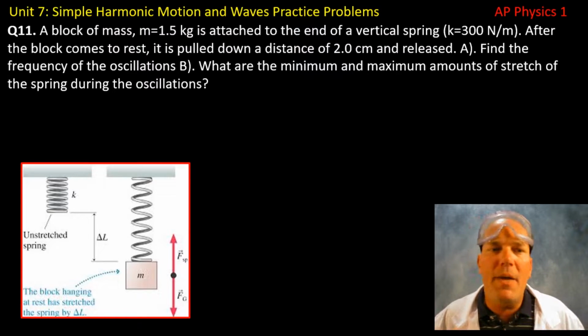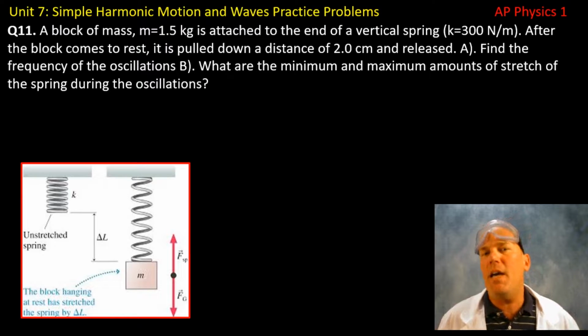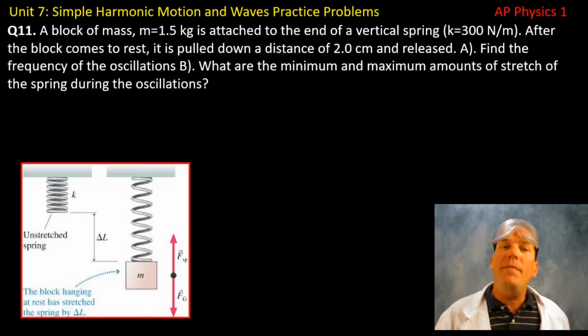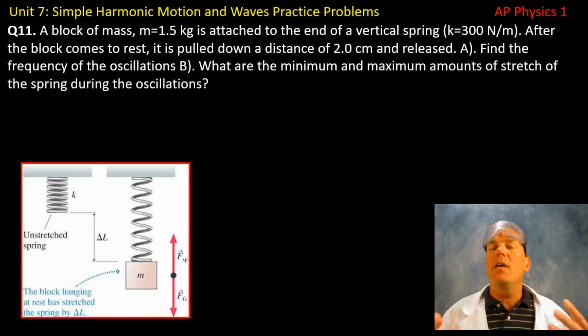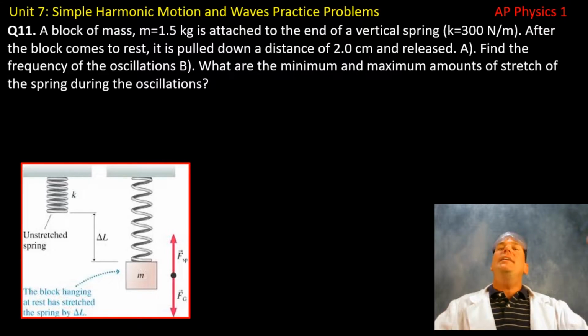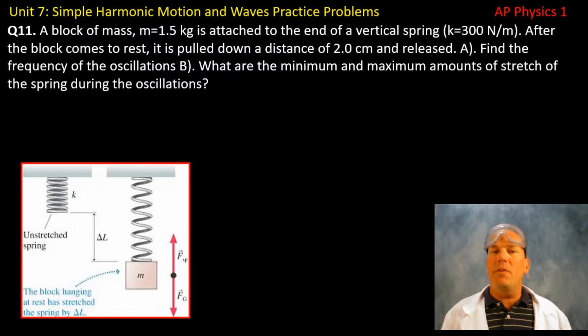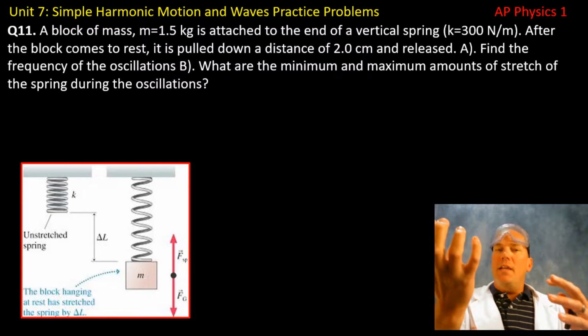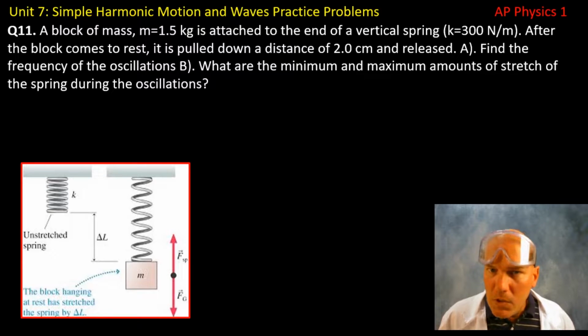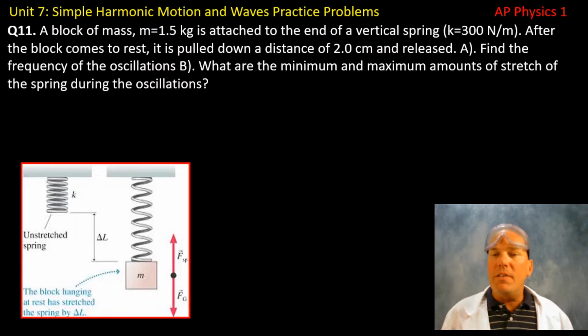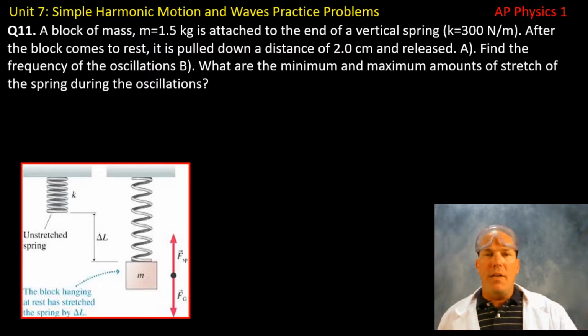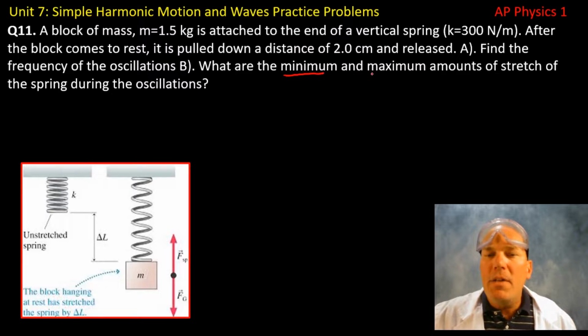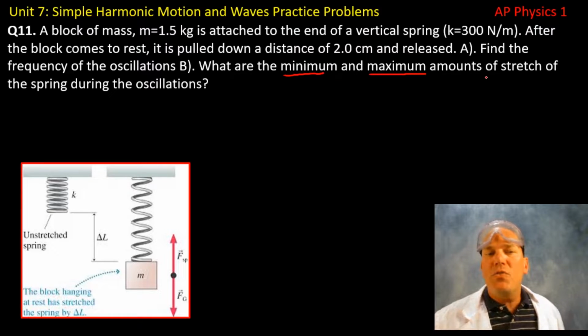A block of mass 1.5 kilograms is attached to the end of a vertical spring. You're given the spring constant. After the block comes to rest, it is pulled down a distance of 2 centimeters and released. So it's resting, and then it is pulled an additional 2 centimeters down and released. Find the frequency of the oscillations, and part B, maximum and minimum amounts of stretch.